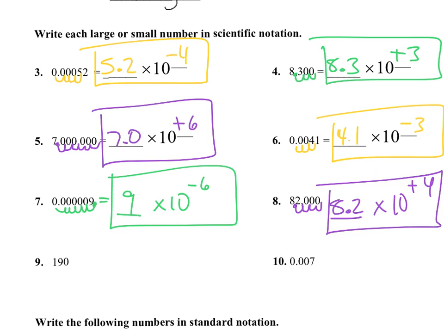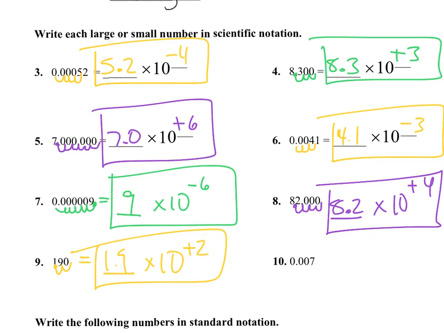Number 9. On number 9, we've got 190. And that's going to equal some number times a power of 10 to what exponent? It's going to be positive because we're starting off with a big number. So we're going to move the decimal to the left to make this number larger than 1 but less than 10. And how many times do we move it? 1, 2, positive 2. And my new number is going to be 1.9 times 10 to the second power. Sound good? Here we go.